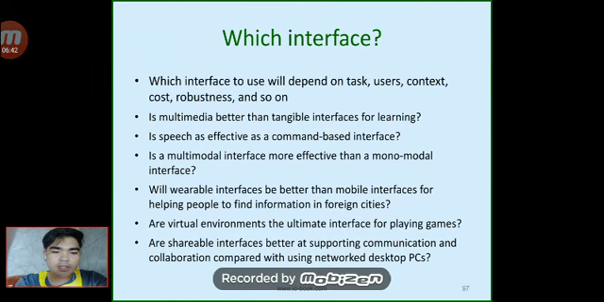The term speech interface describes a software interface that employs either human speech or simulated human speech. You can further break down speech interfaces into auditory user interfaces and graphical user interfaces with speech. Will a wearable interface be better than a mobile interface for helping people to find information in foreign cities? Are virtual environments the ultimate interface for playing games?